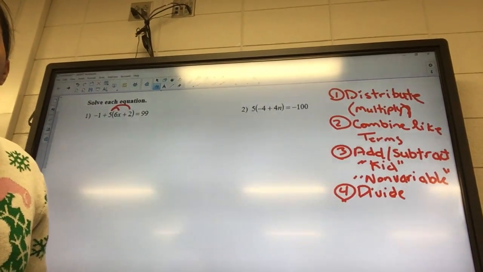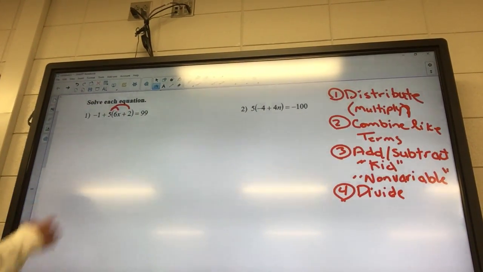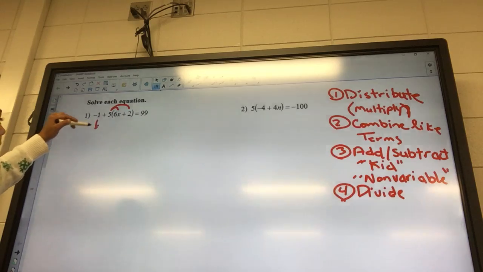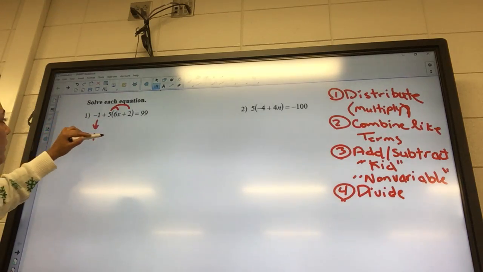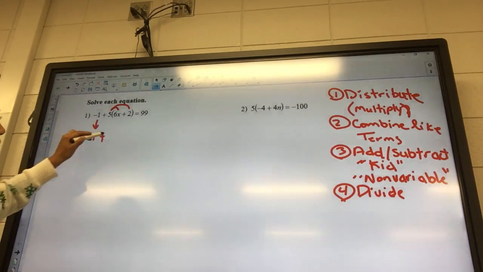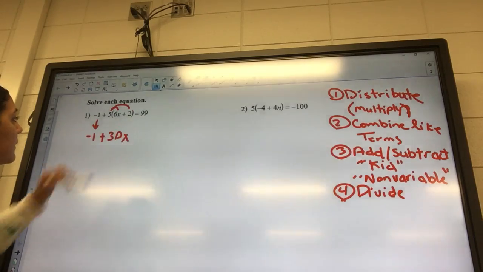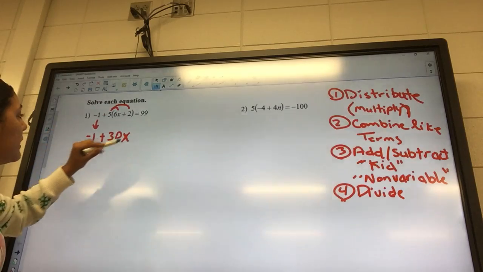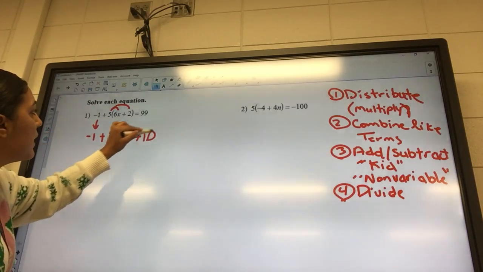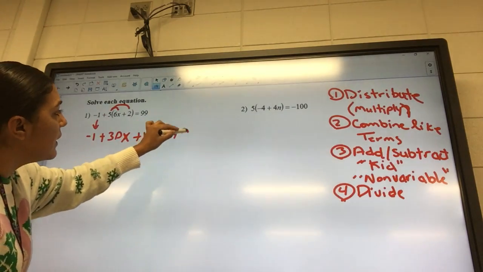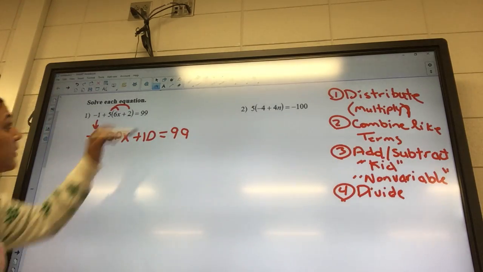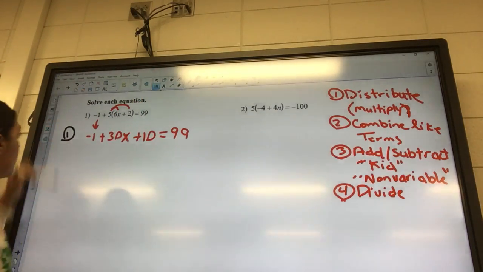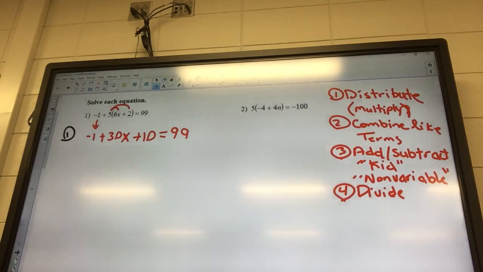We need to just distribute that 5. So we can go ahead and drop the 1 down. So I got 5 times 6 is going to be 30x. 5 times 2 is going to be positive 10 equals 99. Okay, so here is our step 1. If we were going to number our steps so you could look at them, there's step 1.